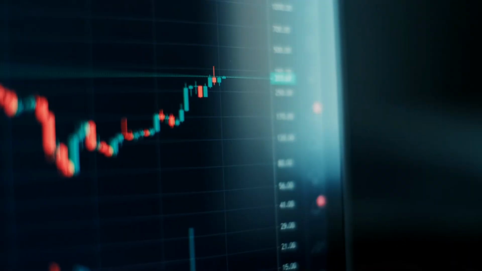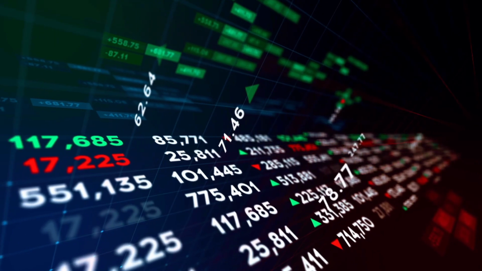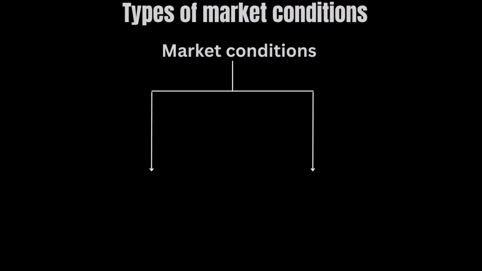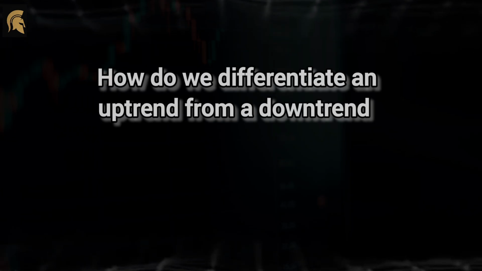As traders, one of the first lessons you must learn is this: the market only operates in 2 main conditions. That's it. It's either trending or consolidating. If you can read these 2 conditions correctly, you're already miles ahead of most traders who keep guessing. A trending market moves in 2 directions, either upwards, which is called an uptrend, or downwards, which is called a downtrend. So how do we differentiate an uptrend from a downtrend?